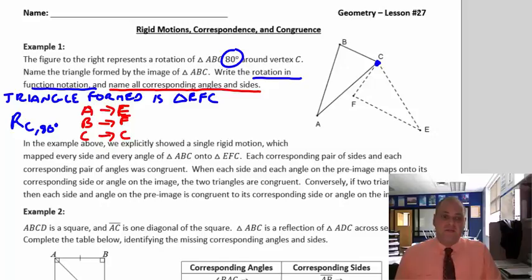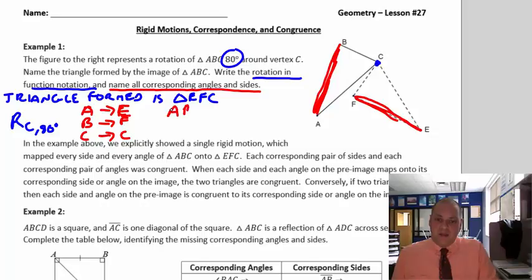How about the sides? Well, side AB after the rotation lands on FE. You could just go off of the letters. Again, AB, A corresponds with E, B corresponds with F. So A went to E, B went to F. So AB must go to EF. So AB must correspond to EF. You put little bars over those. AB goes to EF.